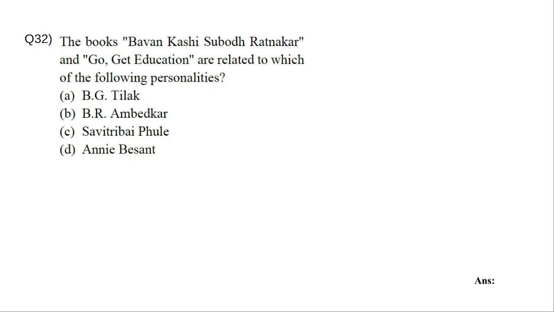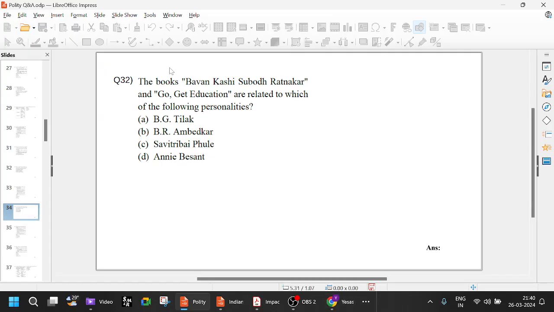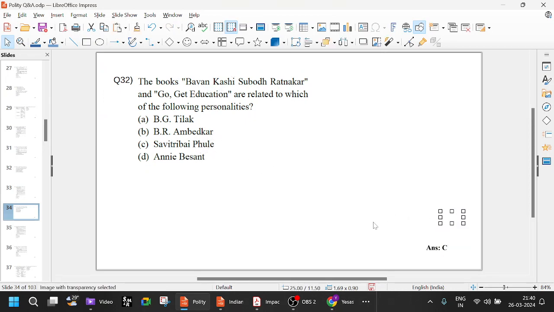And apart from this, she published Kavya Phule. One of her works is Kavya Phule, and another book is Bhavan Kashi Subodh Ratnakar. And one of the poems she has written is Go Get Education. So those are all very important points. From this education itself, you can make out it is Savitribai Phule. It is C.